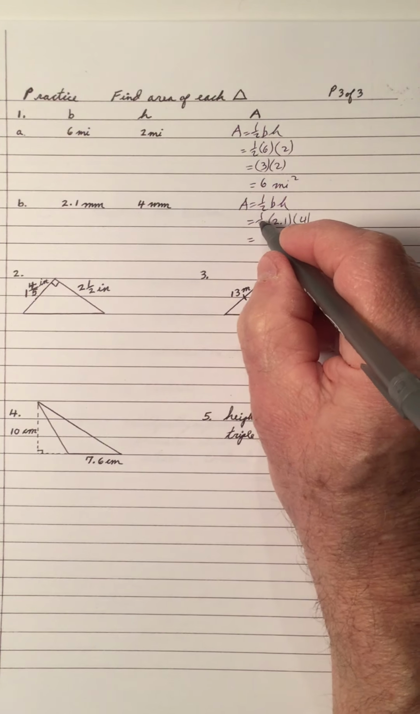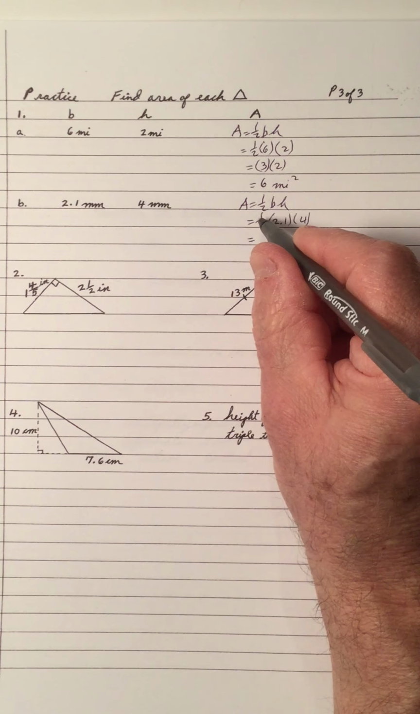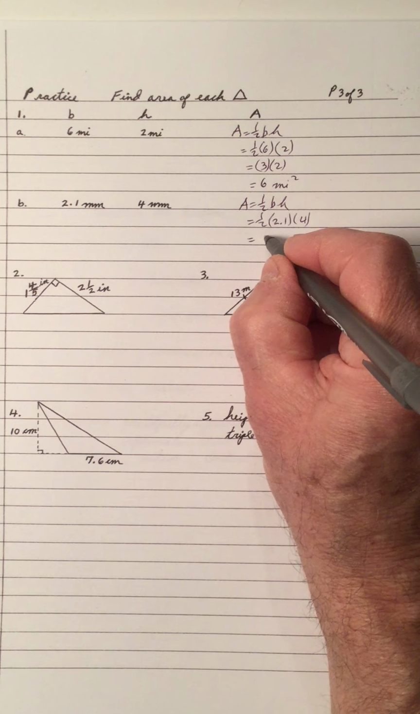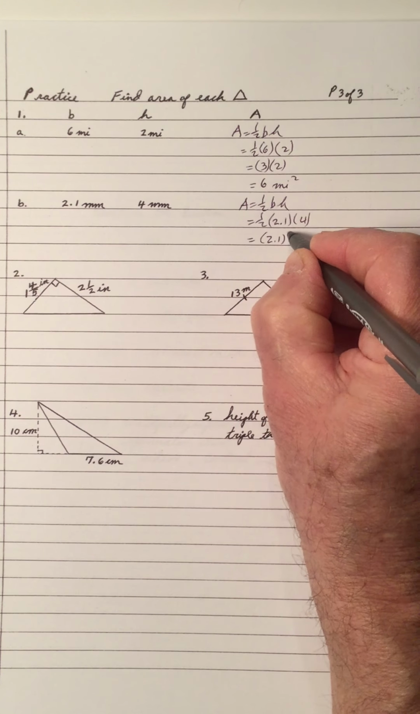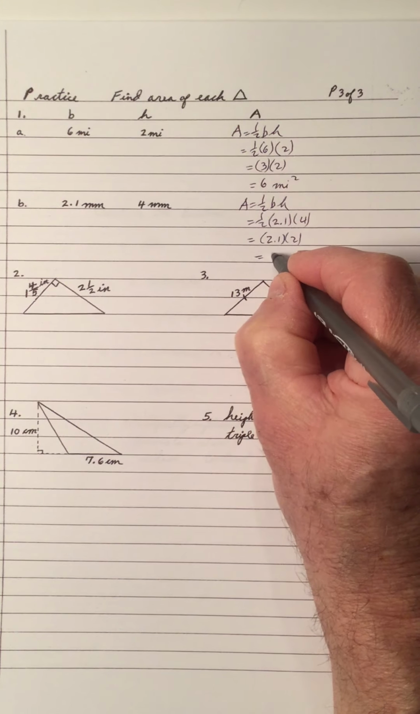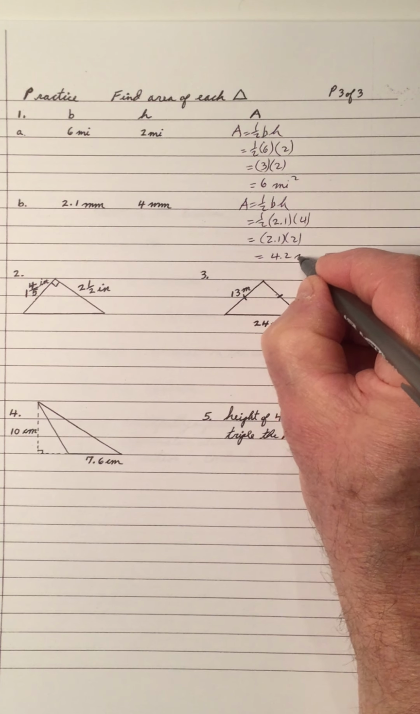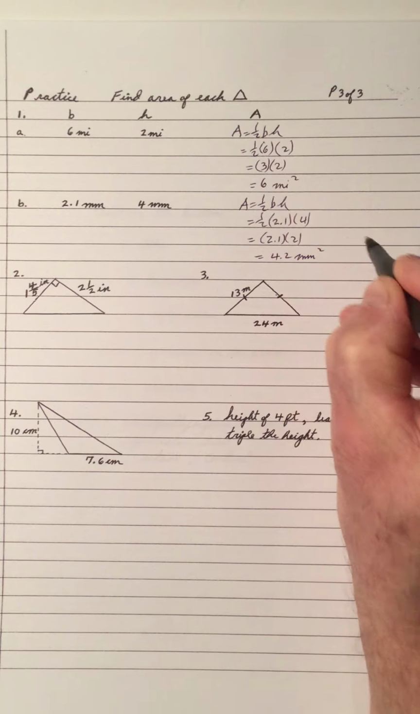And again, if you want to, because you're multiplying a half times 2.1 times 4, I could take a half of 4 and get 2 and then multiply it to get 4.2. And it's 4.2 millimeters squared.